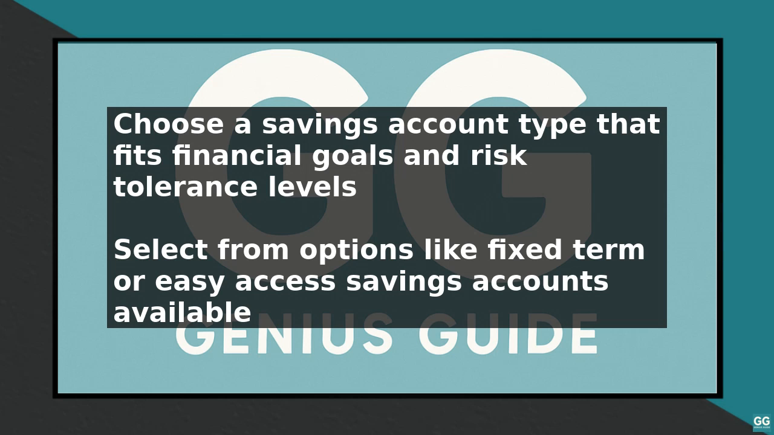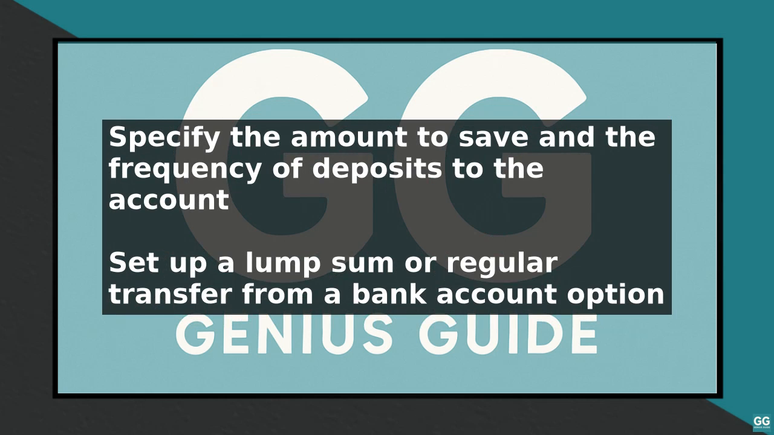After selecting your account type, you will need to specify the amount you want to save and the frequency of your deposits. You can choose to deposit a lump sum or set up a regular transfer from your bank account. You can also choose to transfer funds from an existing Zopa account.